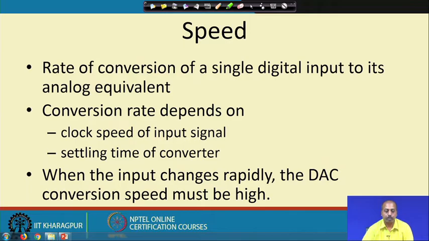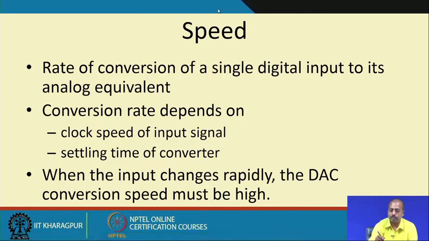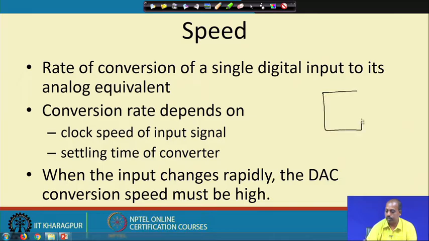Because if the input signal is changing at a particular rate, then the conversion must be done before the next change occurs. So, if we have this DAC operating, and this input is coming at some rate, at some frequency f, then the conversion must be faster than that frequency, otherwise it is not acceptable. So, depending upon the rate at which the processor is doing the computation, we have to convert at that rate. So, the clock speed of the input signal becomes an important point.